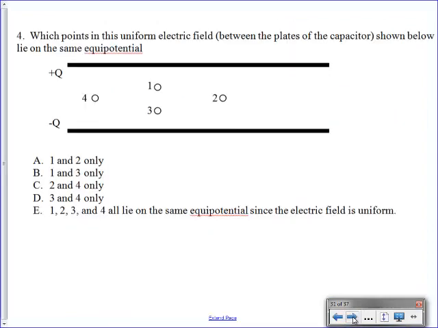All right, let's try one more. Question 4. Which of the points in this uniform electric field between the plates of the capacitor shown below lie on the same equipotential? Okay, what this means is the same potential. So, again, helpful to think about this as a ceiling and a floor. And where would you say the most potential energy in the room is? It's up here.